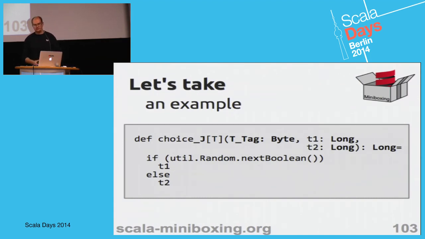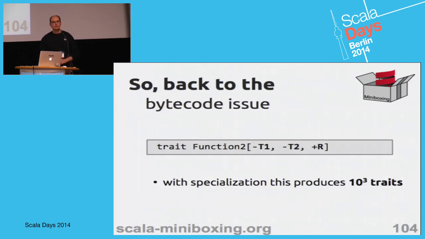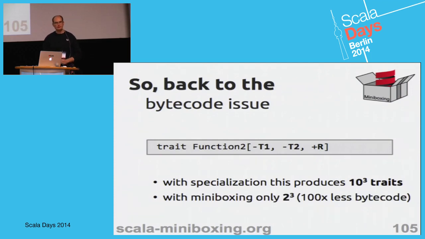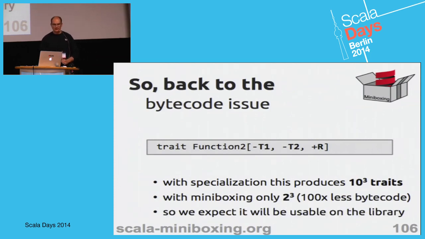And the other answer is, you might be overriding this method in the future, and the overrider method might need the tag. So you're not allowed to take it out as an optimization. But theoretically, if you knew the method is final and it's not using it in the body, you could take it out. Okay, so going back to Function2, we have 3 type parameters. With specialization, we said it's 1000 traits. With miniboxing, it's only 8. So 100 times less bytecode. So we expect it will be usable on the library.